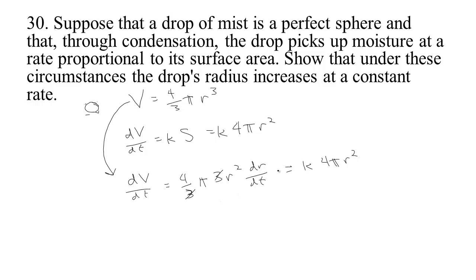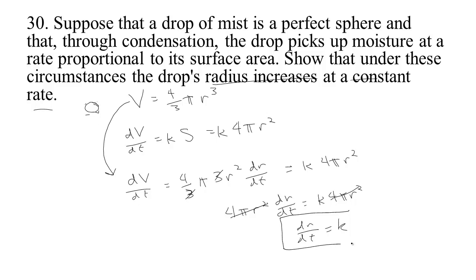So if I simplify, on the left hand side I have 4 pi r squared dr/dt, and on the right hand side I have k times 4 pi r squared. There's a 4 pi r squared multiplying both sides, so if I divide by it I get that dr/dt is equal to k. That's what they ask us to show, right? That the radius increases at a constant rate, and we've got it. dr/dt is equal to that constant k. The constant is actually the proportionality constant that said dV/dt is proportional to the surface area. It's picking up moisture at a rate proportional to the surface area.